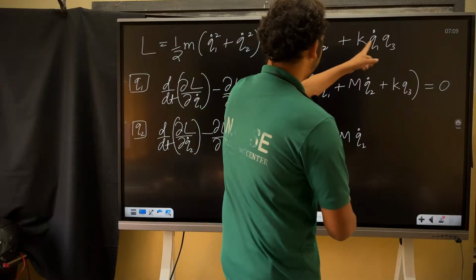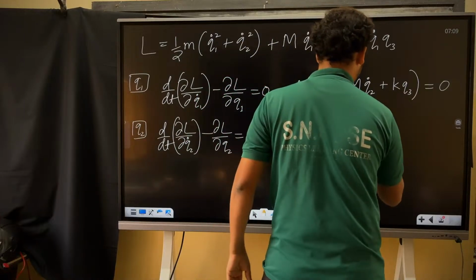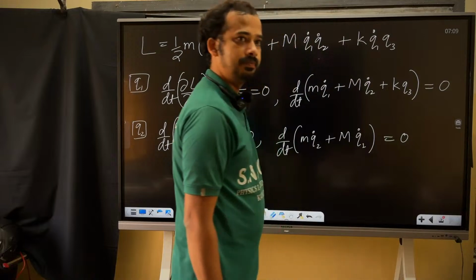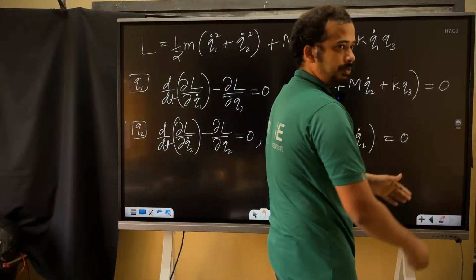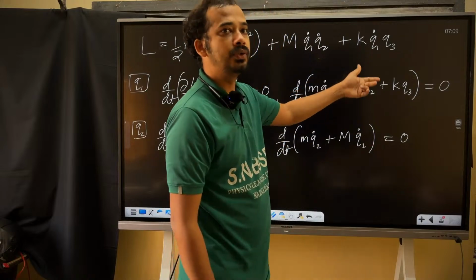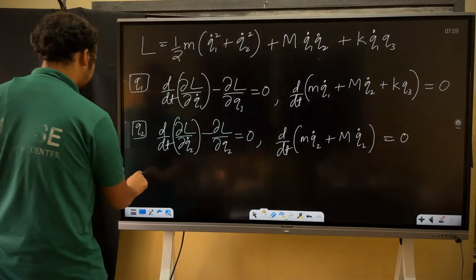What is dou L by dou q2? There is no q2, so this is equal to 0. Here you can say that this whole thing is constant with respect to time. You can't talk about individual coordinates. So see the last equation, q3.